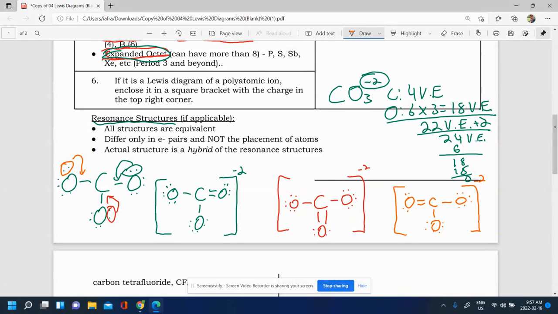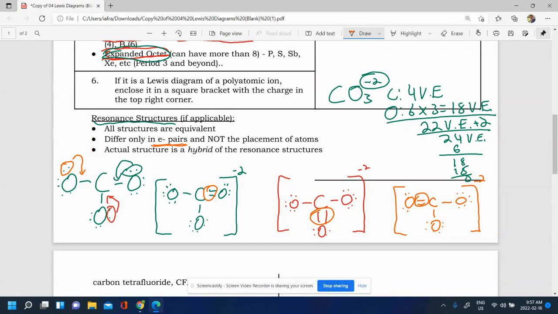So the structures are equivalent to each other. They're just differing in the electron pairs being in different places. But the atoms are still in the same place and connected the same way. So the carbon and oxygens are connected the same way in the same relative locations. It's just that the electron pairs are in different locations. So we have one here versus here versus here. They're all equivalent. So you might ask, well, which one's the best structure to draw? And again, because they're equivalent, there's no best.